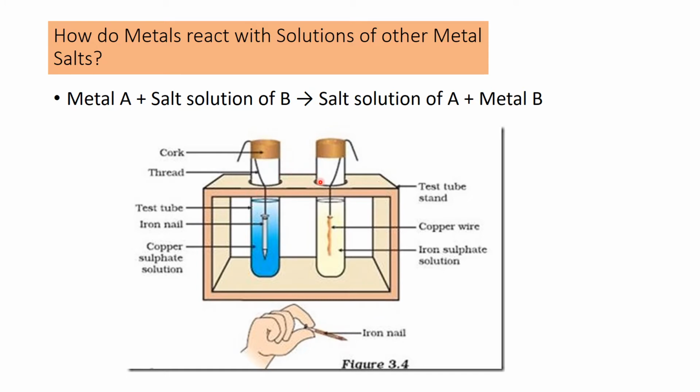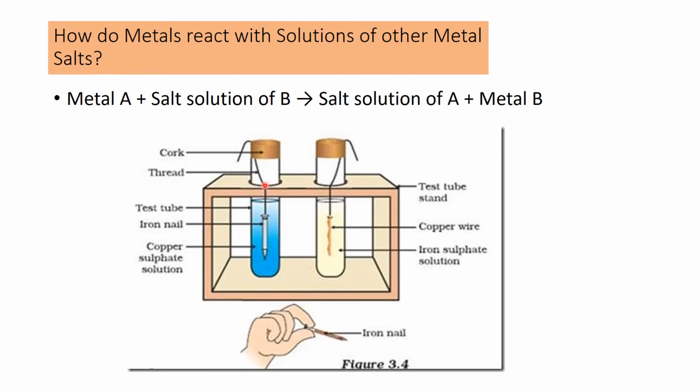Here you will find in which test tube the reaction takes place and in which test tube the reaction does not take place. This is the first test tube. You can see the blue color of the solution, and you should always remember that this is the color of copper sulfate. So in copper sulfate solution, this iron nail is dipped and this test tube is kept in the test tube stand, and you have to leave it undisturbed for some time till the reaction takes place.